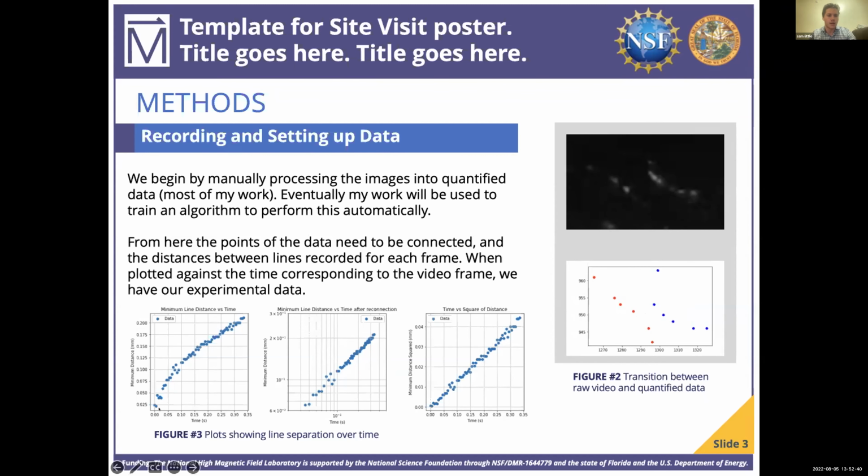So we have the normal plot of how the separation distance changes over time. We have that in log scale, so that the slope of this line should be the power at which that power law fit forms. And then this is the time versus the square of the distance. Our hypothesis was that the power in the power law was about 0.5. So we should see a linear relationship in this graph, which it seems to fit pretty well.